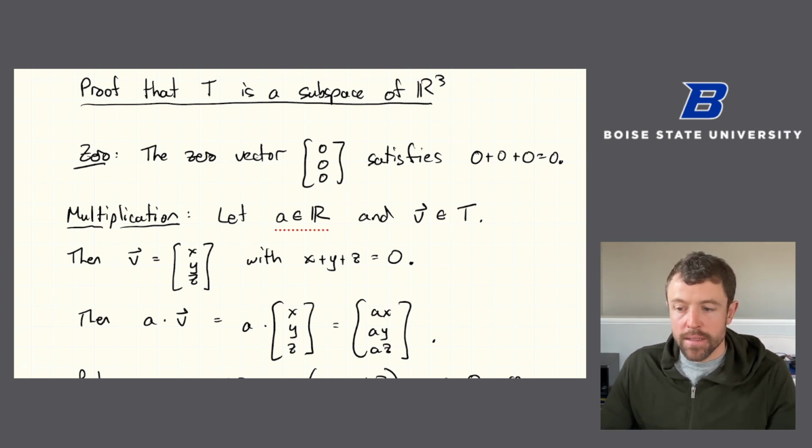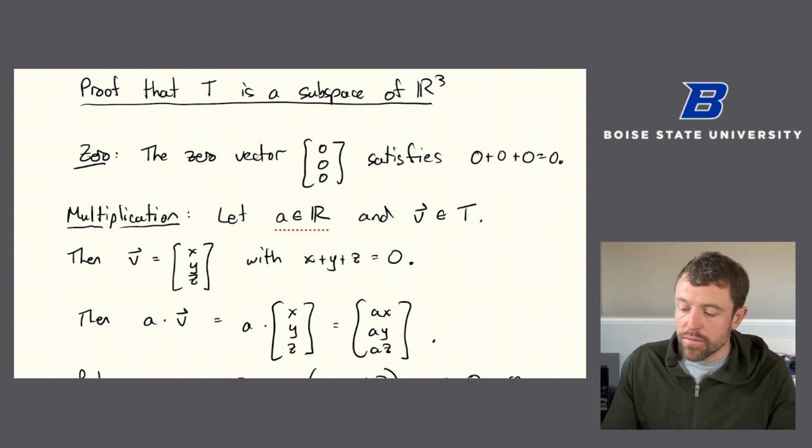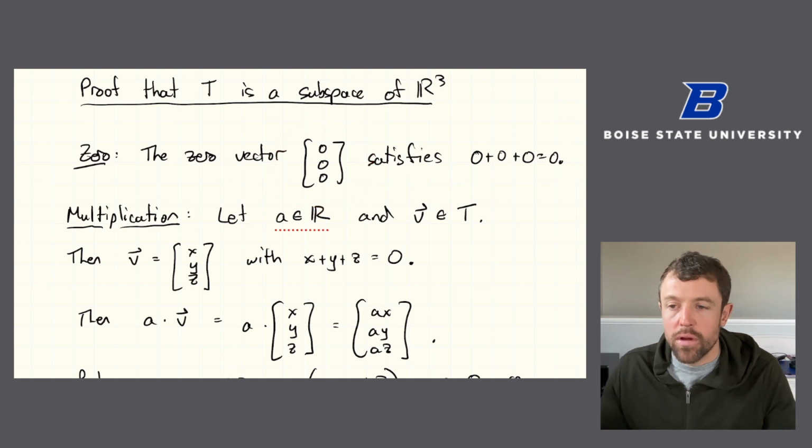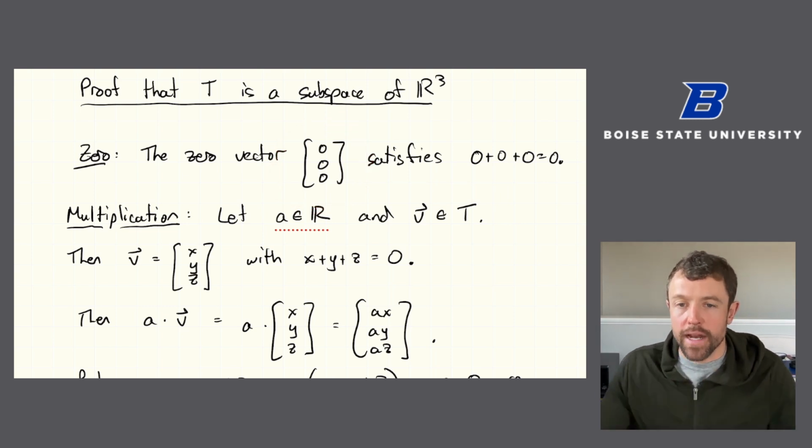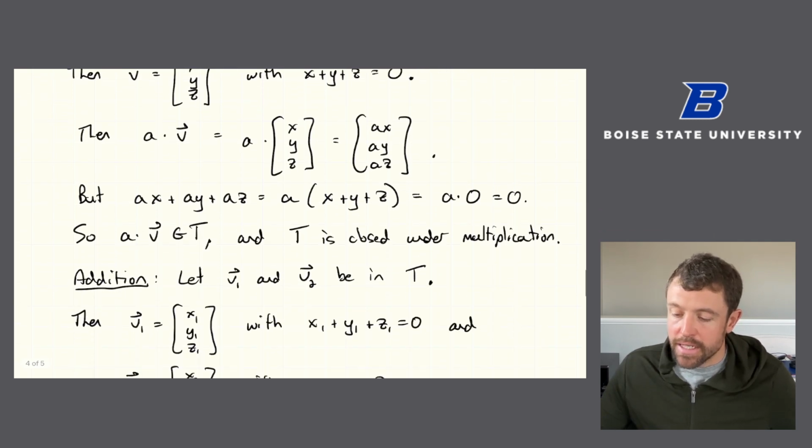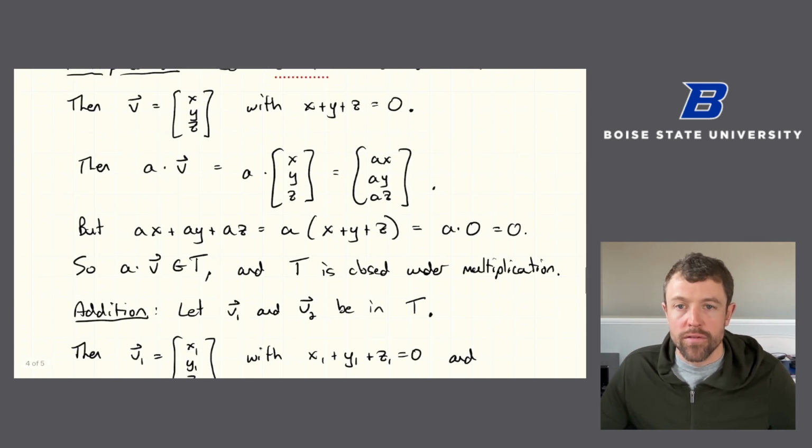So if you realize something's a subspace, it is never enough to present examples. For the zero vector, you do present an example because there's just one thing you're looking at. We're only considering one vector. But for scalar multiplication and addition, we cannot just present examples. That does not constitute a proof.